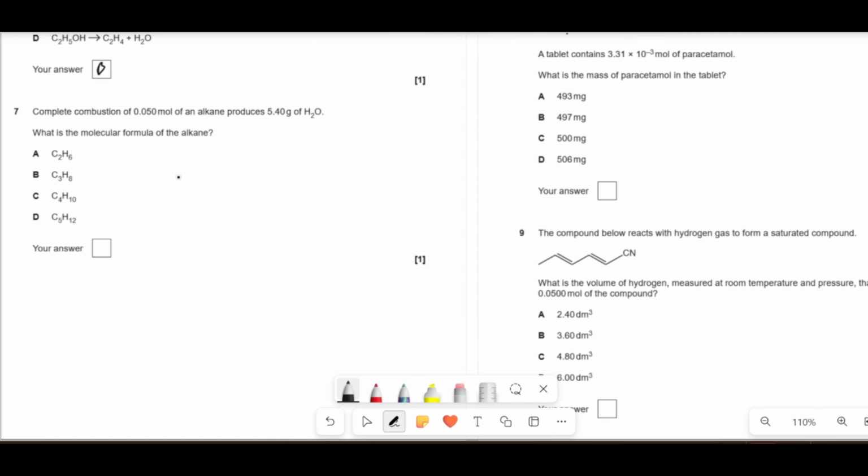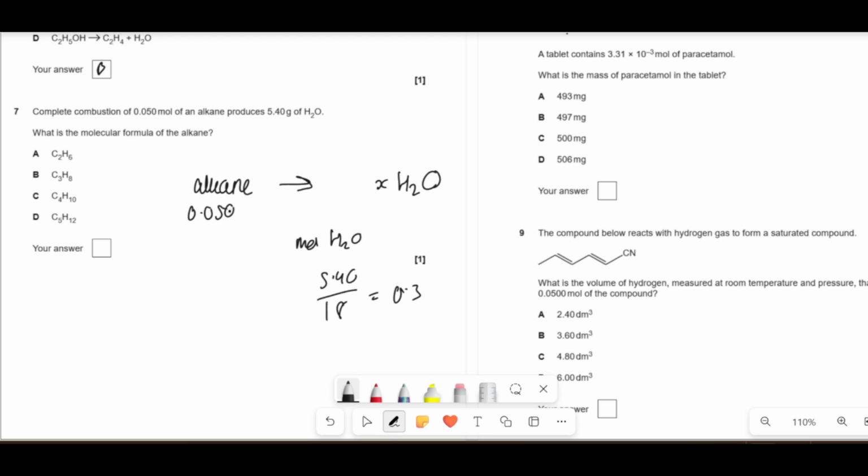Next. Complete combustion of this many moles of an alkane produces that much H2O. What's the molecular formula? So we've got this mystery alkane, and you're making H2O, and all we know is that we have this many moles of this alkane. Remember that we've been given the mass of this water. So a good start would probably be to work out the moles of the H2O. So if we do that, we'd have 5.40 over 18, which gives us 0.3.